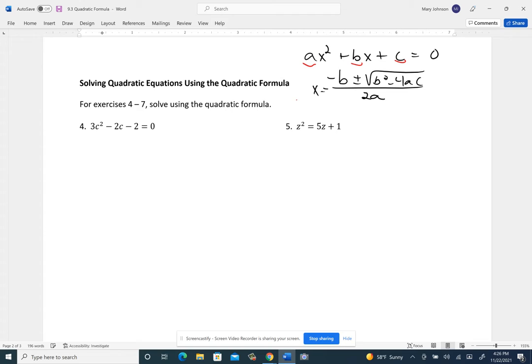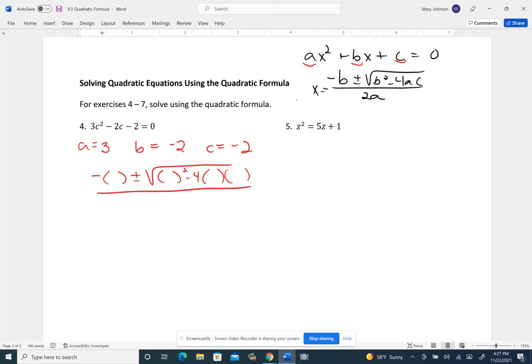Okay, so A, identify the A, the B, and the C. A is 3, B is -2, and C is -2. The C in the quadratic formula is -2. Now the formula says that your answers are going to be the opposite of B plus or minus the square root of the B value squared minus 4 times A times C, all of that over 2 times A. So B was -2, so it goes there. The B gets squared, minus 4 times the A value, which is 3, the C value, which is -2, all divided by 2 times the A value, which is 3.